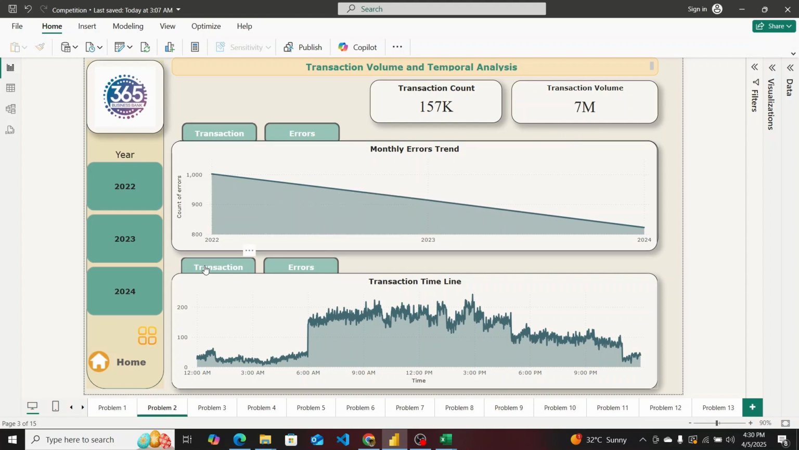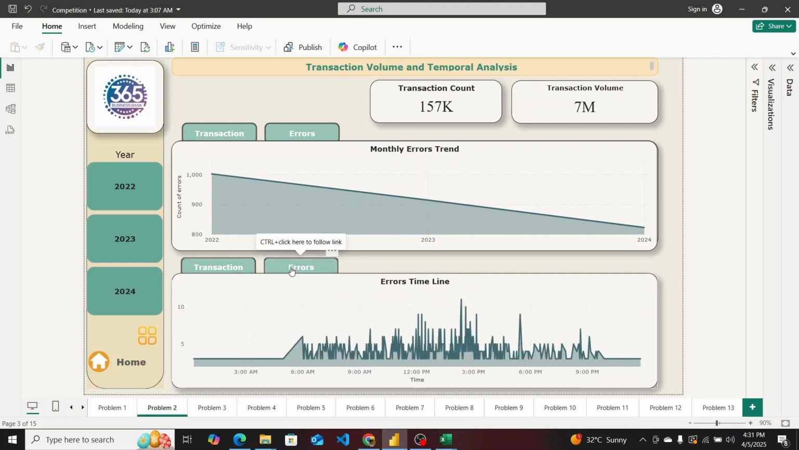This is the timeline of transactions. From 6 a.m. the transactions spike in the upward direction. Similarly, this is the timeline of errors. Mainly from 12 p.m. to 6 p.m. we can observe a spike in the errors. Now let's view problem 3.